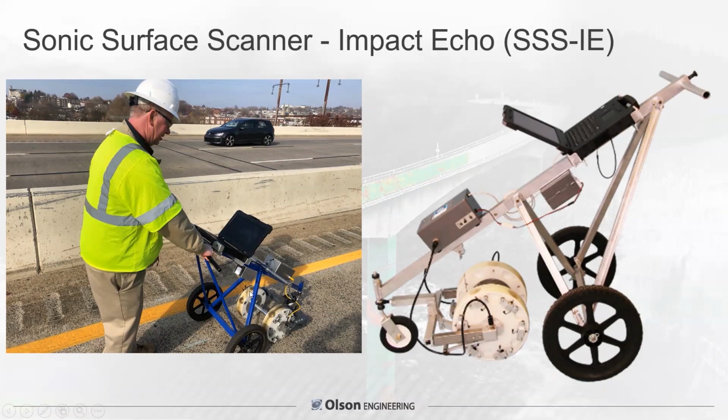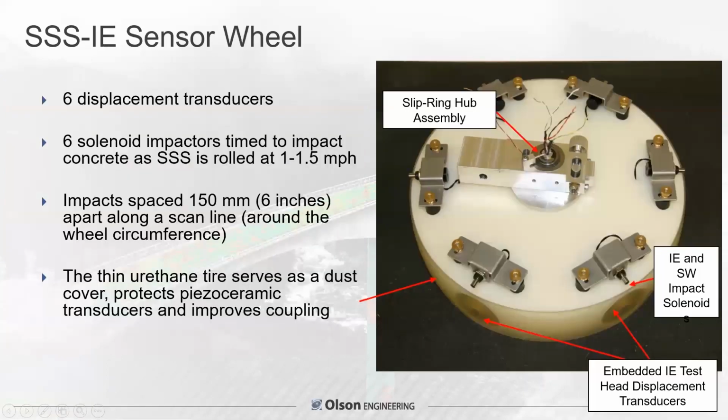There's the rolling wheels, the impact echo brass transducers. Here's a unit showing the displacement transducers and the solenoid impactors. They're offset to hit left and right, typically spaced a foot apart as you roll it slowly, walking a mile and a half an hour. This is a close-up of those sensor wheels. It does couple well to the rough concrete. It hits it fairly sharply, so we can lose some data, but we're getting tests every 6 inches as we're rolling, so it's a lot of data.